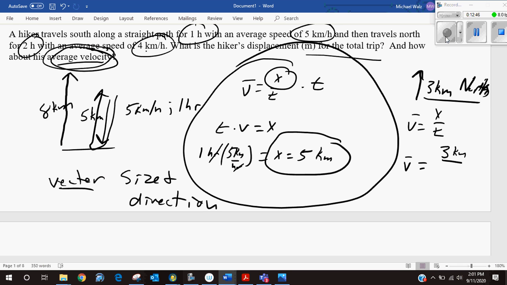And how long did it take him? Was it 3 hours? 3 hours. So if you look at the whole time that he was traveling, you got 1 hour here, 2 hours there. So his average velocity is only 1 kilometer per hour. His average speed would be much higher than this, but his average velocity, since it's a displacement per time, is only 1 kilometer per hour. Any questions on that?